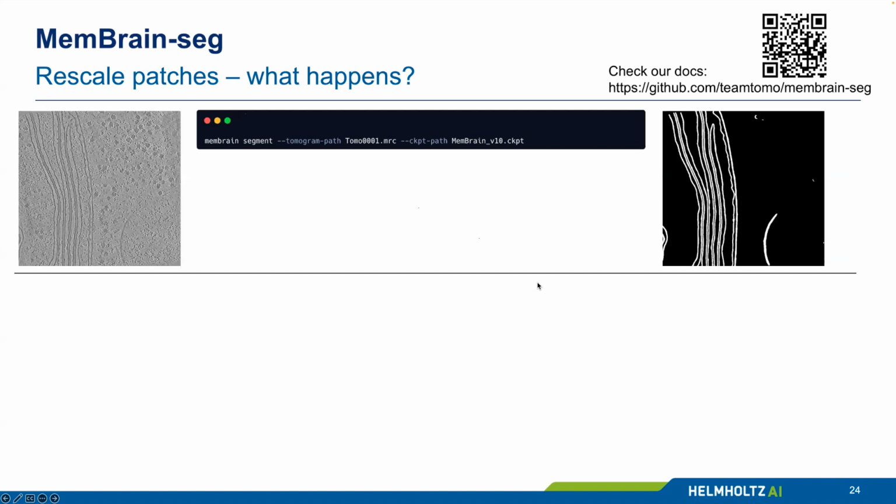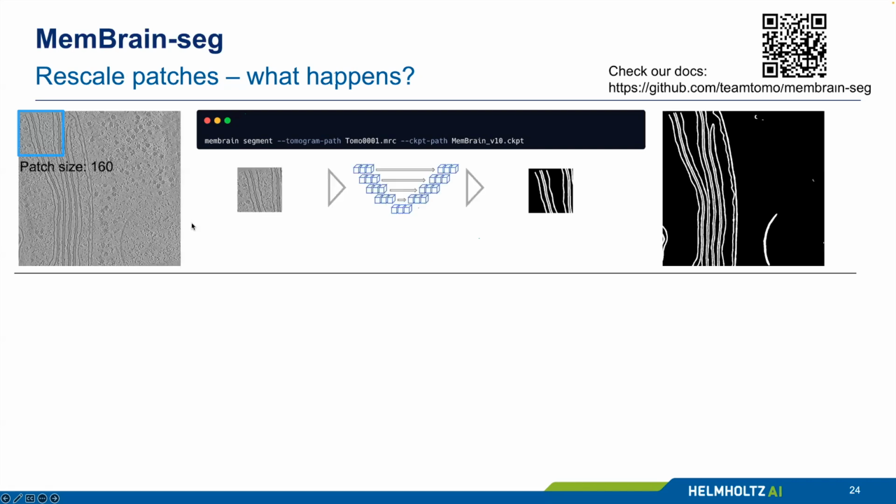So what happens normally is that if you use this command without any flags, then we have this sliding window approach where we extract these small patches of the size 160. We feed them into the model. We get some segmentations, and then we put them into the respective position in the output segmentation.